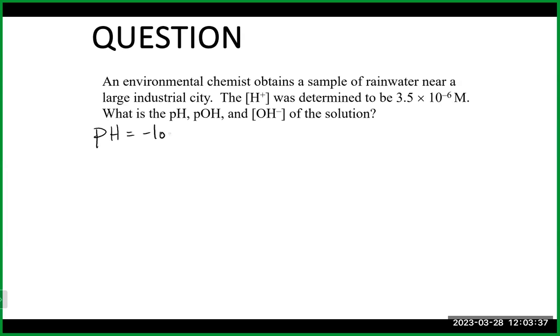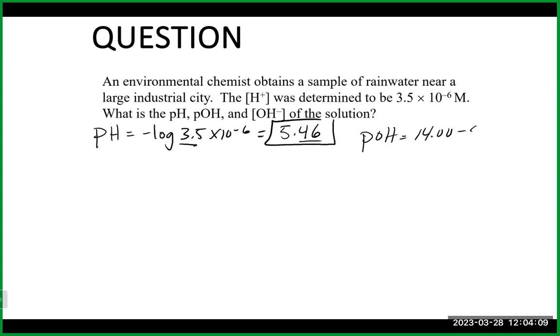So it's going to be minus the log of our H plus, 3.5 times 10 to the minus 6. That is going to get us here. Minus the log 3.5 to the minus 6. That's going to get us a 5.46. Once again, 2 sig figs, 2 decimal places. At this point, again, we could go with the pOH, which would just be 14 minus that number. And if we do that there, it looks like 8.54 on that.